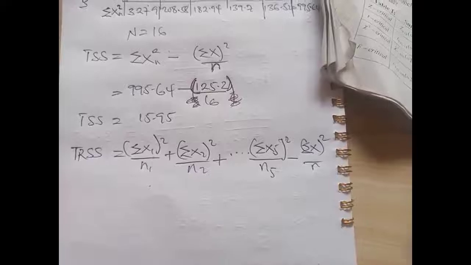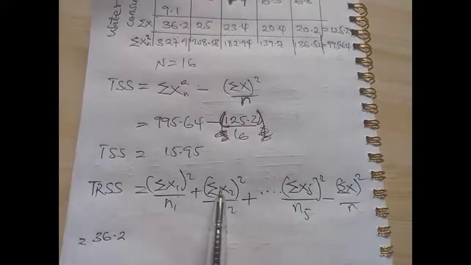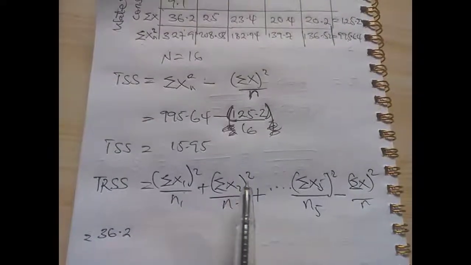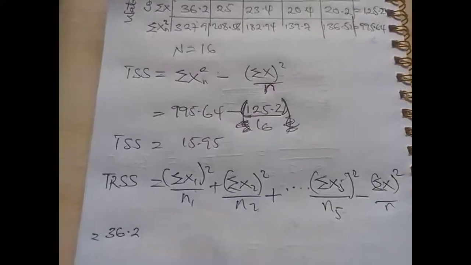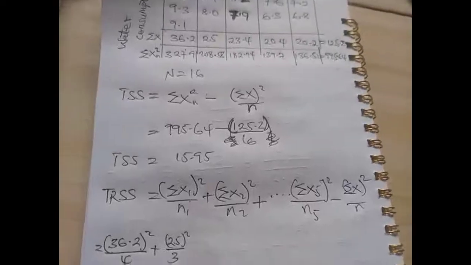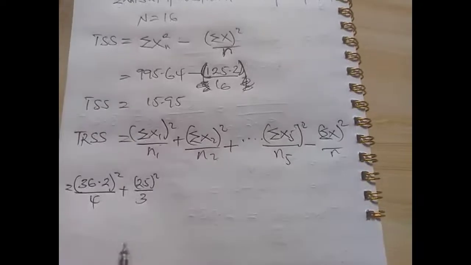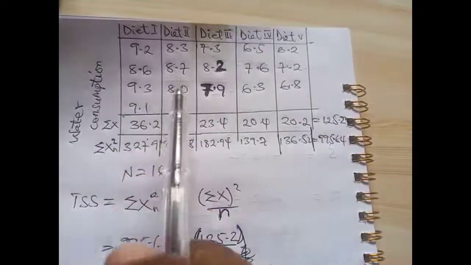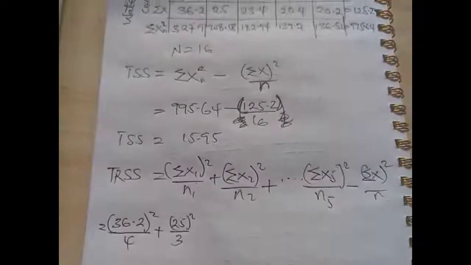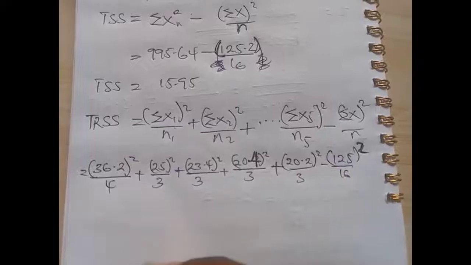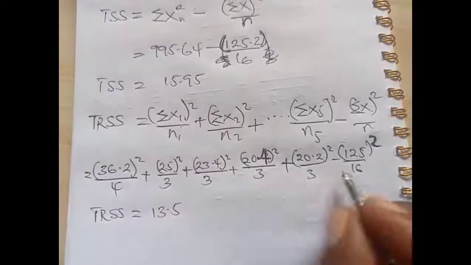For here now, what we'll do again is, this one is 32, this one is 25, the third one is 23.4, the fourth one is 20.4, so we need to write them down. The first one we're dividing by 4 because the row has 1, 2, 3, 4. The second one we're dividing by 3 because the row has 1, 2, 3. So this one will also divide by 3, this one by 3, this one by 3. So having fixed that, the treatment sum of squares is 13.5 if we resolve this.